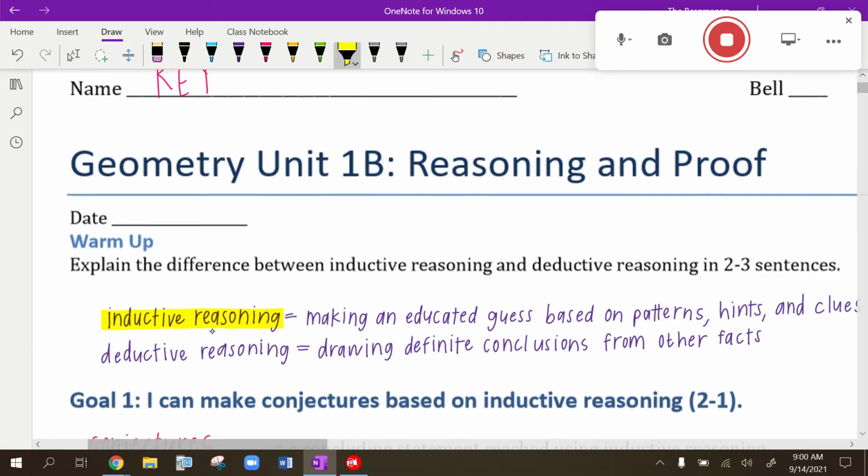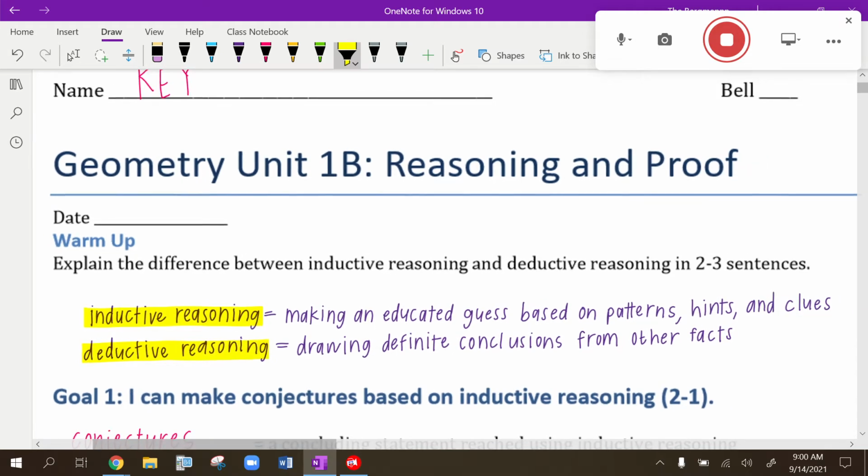Alright, double check your answer for inductive and deductive reasoning. Make sure your answer sounds something along these lines. Inductive reasoning means making an educated guess based on patterns, hints, and clues, whereas deductive reasoning is drawing definite conclusions from other facts.